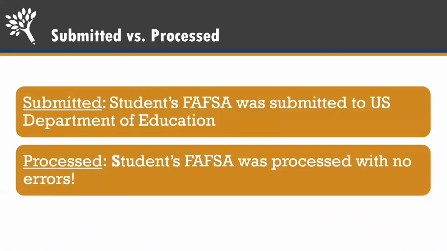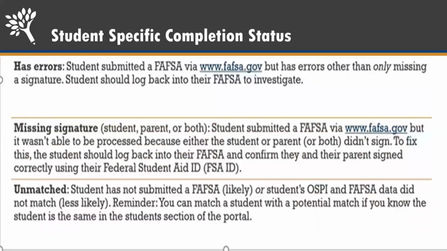These are the definitions that are often discussed in relation to FAFSA. Submitted means that the student's FAFSA was submitted to the U.S. Department of Education. Processed means that the student's FAFSA was processed with no errors. On the public dashboards, you may see other terms such as unmatched, has errors, and missing signature.